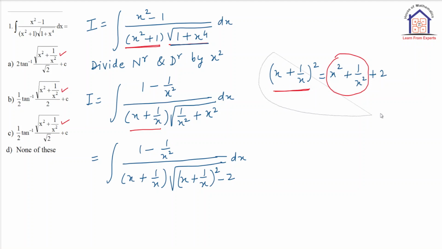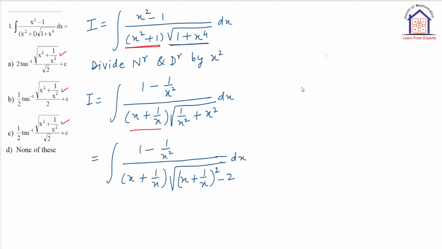Okay. Now see here, I have to use the substitution x plus 1 by x equal to t. This is my substitution. So using this substitution, derivative of x is 1, derivative of 1 by x is minus 1 by x square. So 1 minus 1 by x square dx will be equal to dt, differentiating with respect to t.